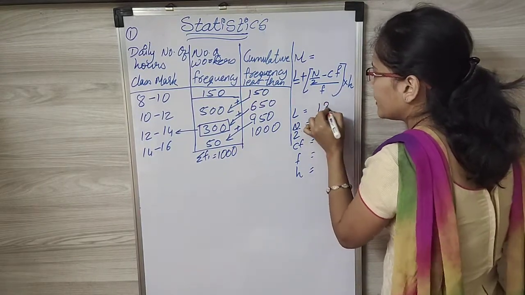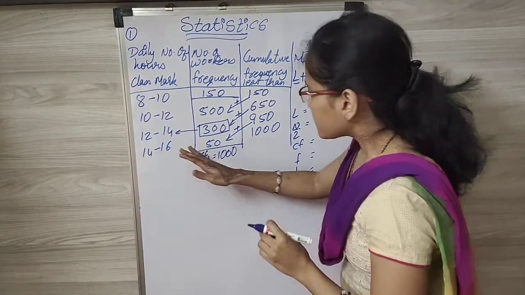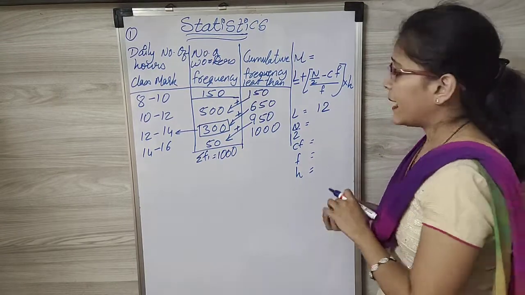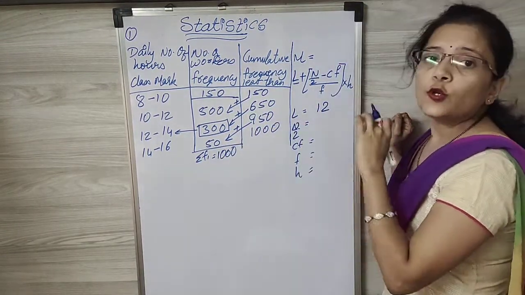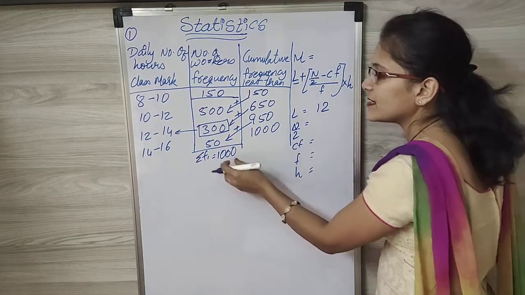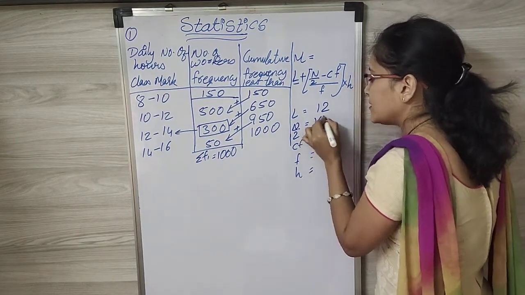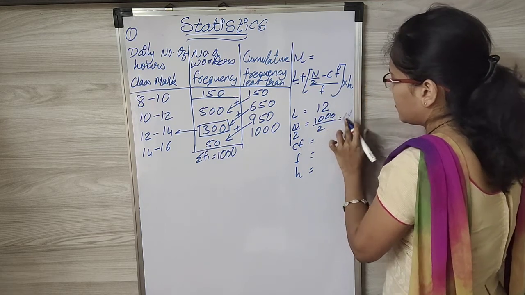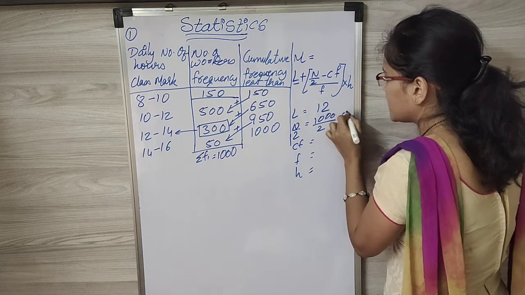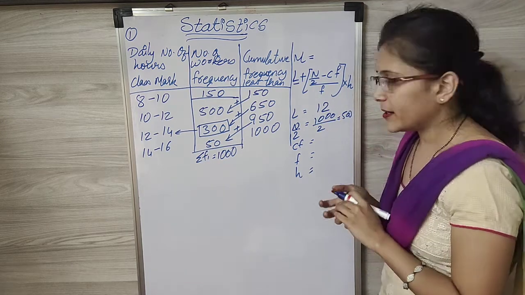So the lower limit is 12, right? Now what is N by 2? N by 2 is the sum of the frequencies divided by 2. What is the sum of the frequencies? That is 1000. So 1000 by 2 becomes 500, right?